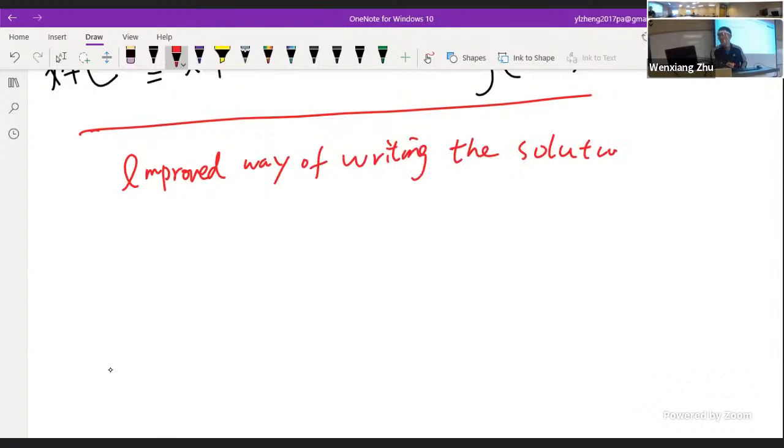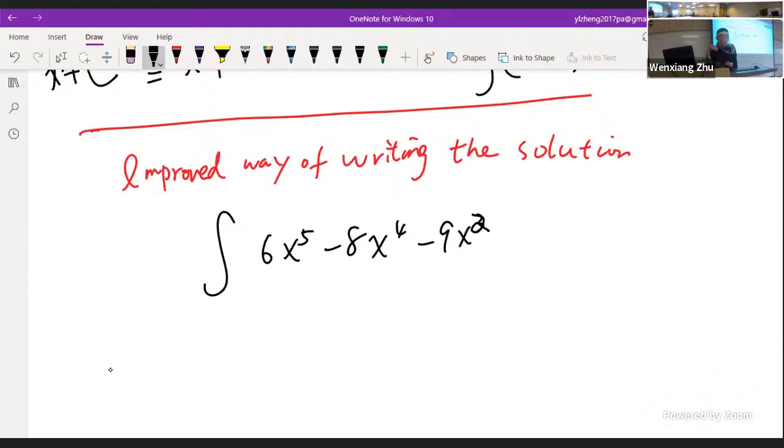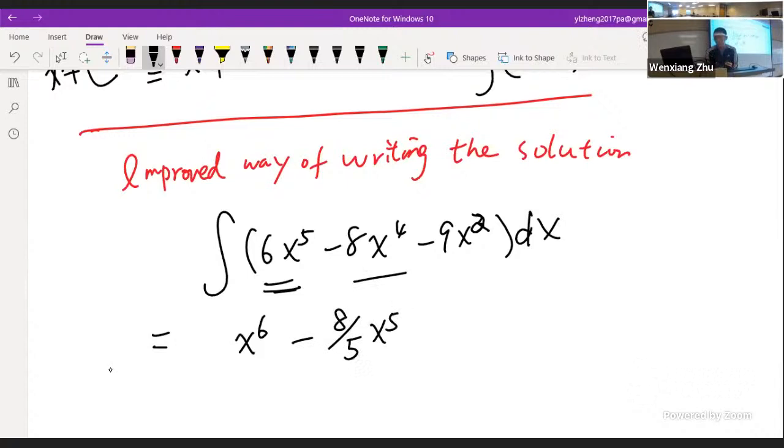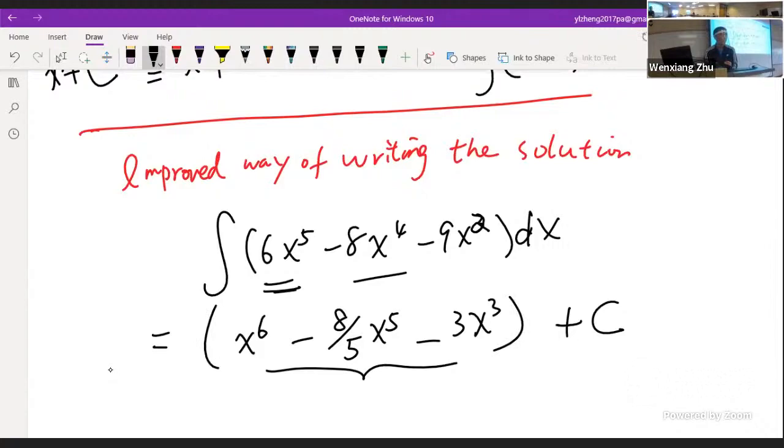So that's how I'm going to write this. I do the antiderivative of, so what's the problem? 6x to the fifth minus 8x to the fourth minus 9x squared. Do the antiderivative of this. And I can simply write down the antiderivative of this one as x to the sixth. Do not add a constant there. And this one I have minus 8/5 x to the fifth. Don't add a constant here. And get this one as 9 times this is 3x cubed. Once I get this, I just add a constant. Whatever, I just need to find one antiderivative, then add one constant. So this is much better than what I just wrote, right?